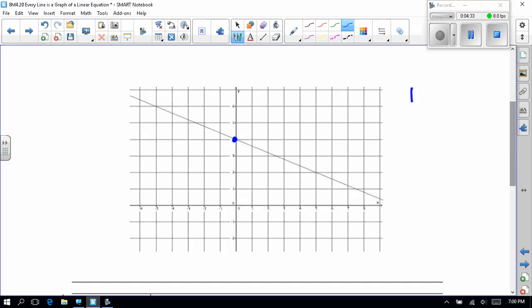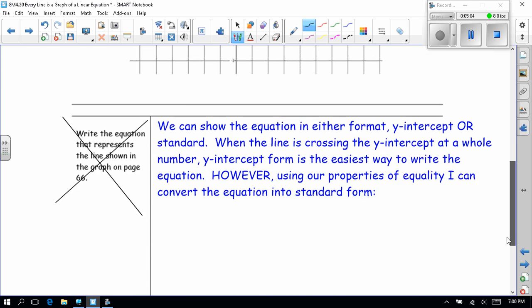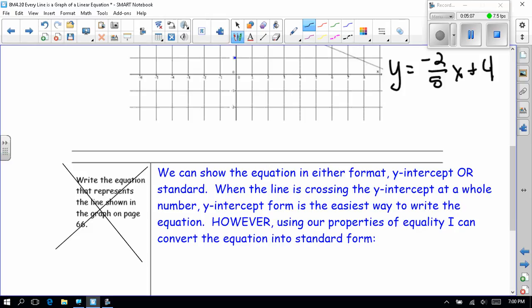Here's our b, and that is 1, 2, 3, 4. Our next set of integer coordinates is down here. Our rise, 1, 2, is -2, over 1, 2, 3, 4, 5. So we're at y equals -2/5 x plus 4. Let's rewrite that down here where we have a little more room to write: y equals negative 2/5 x plus 4.